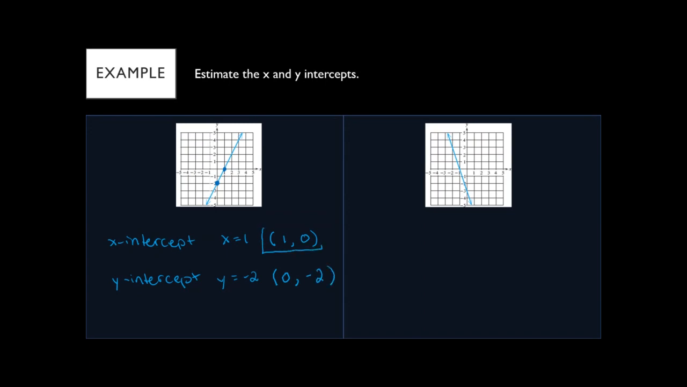So when we give intercepts, we give them as ordered pairs. You may solve for x or for y, but your answer is an ordered pair because it's an actual point on the graph. It's not just a single number.